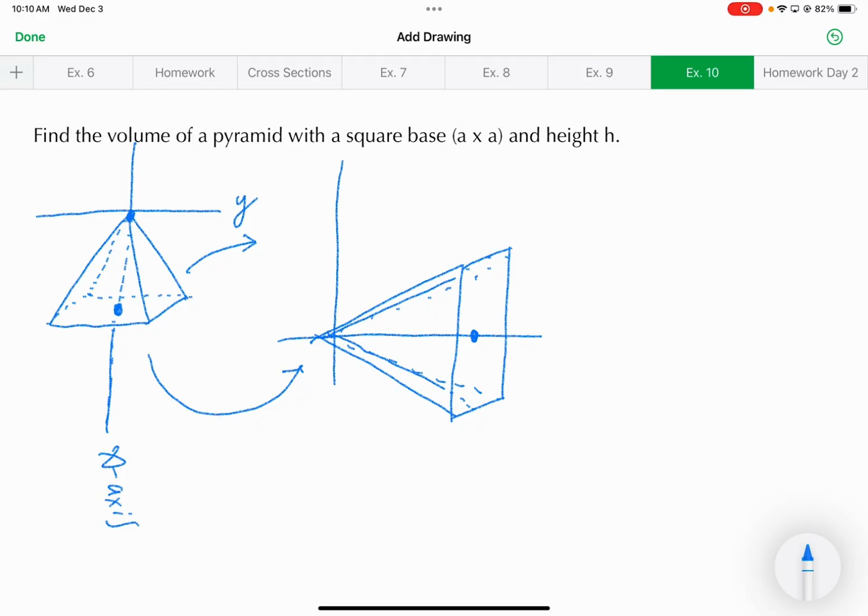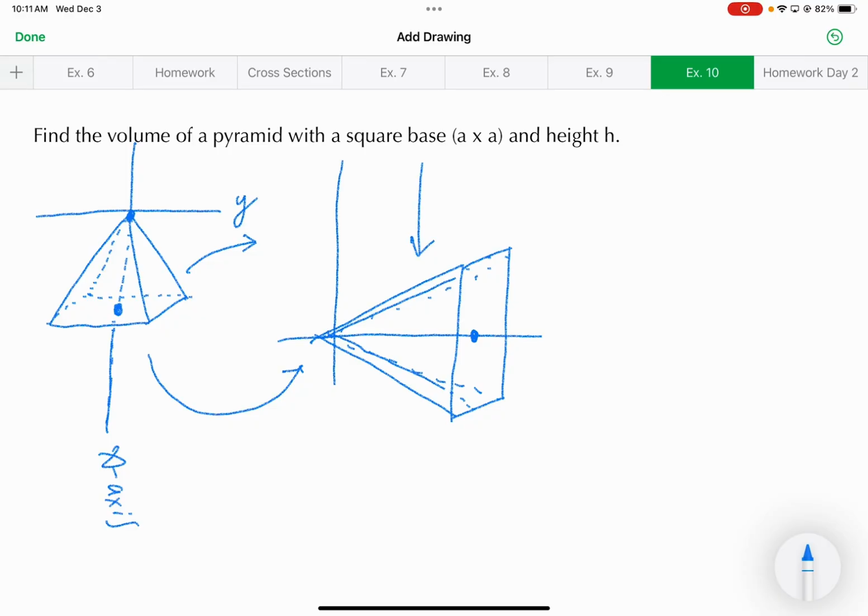If I use the same logic and I need to integrate my area, what is the area of my cross section? Like if I slice down here, it's going to be a square. So I need to take the integral of the square. Now, they didn't give me any numbers. They just gave me letters. So I have A by A are the dimensions of my square base, and my height is H. So where's H going to come in?